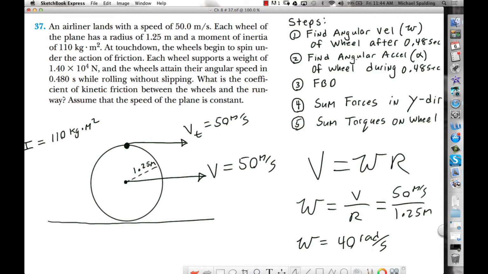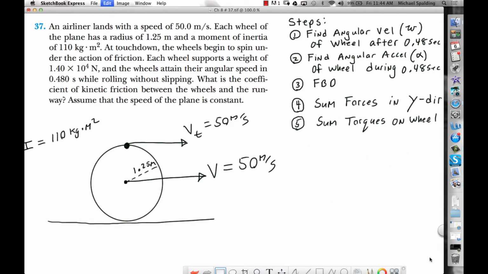Okay, second step. Find the angular acceleration of the wheel during the 0.48 seconds. So how do we find the angular acceleration? Well, we can do a rotational kinematic. So we go angular velocity final equals angular velocity initial plus alpha t. Do you guys recognize that equation? It's just v_f equals v initial plus a t. It's just for rotational. All right, so when the airplane comes down, before the wheel starts spinning, what's the initial angular velocity?